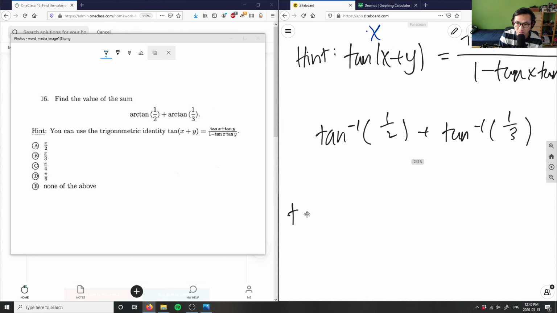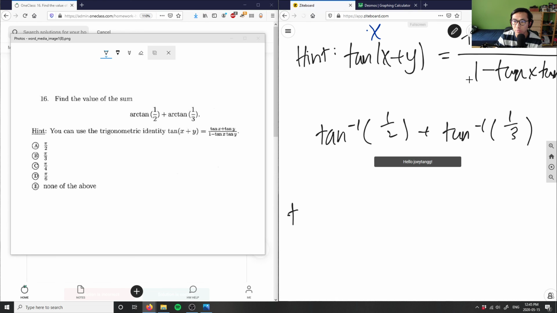Sorry, the tangent. Oh, why is this being dumb? Refresh the board here. So I'm going to say tangent. Oh, I think is it still a line tool? Oh no, I'm good. Okay.